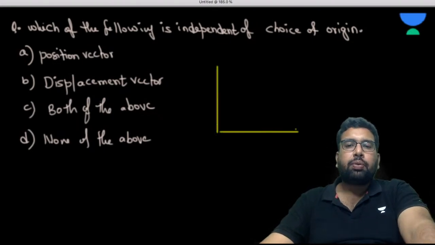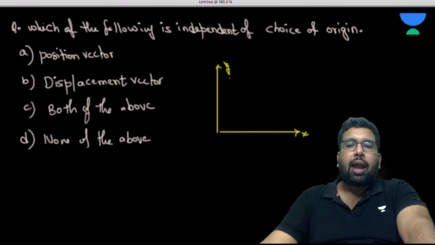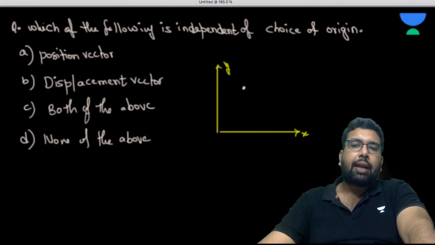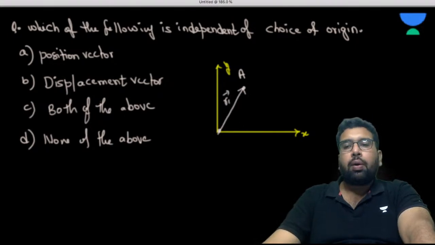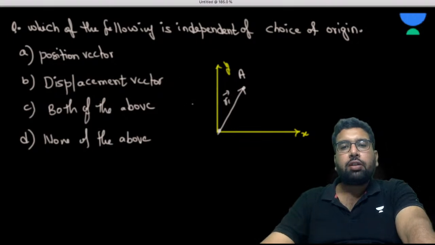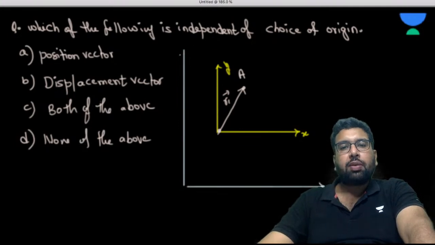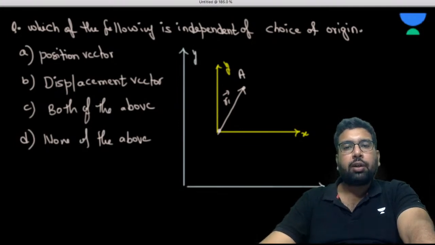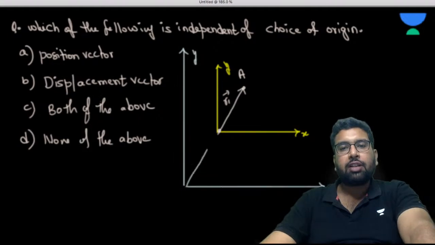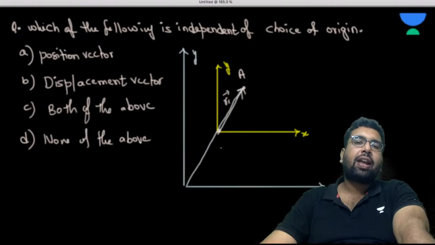Let's suppose we have a coordinate system xy, and a point A. If this is your origin, this is your position vector. Let's call it R1 vector. Now if I change the origin, let's take the origin here, the position vector is going to change. Yes, sir, obviously it is going to change. I can see the x, y, and z coordinates are changing. So now we can see clearly the position vector depends upon the choice of origin.